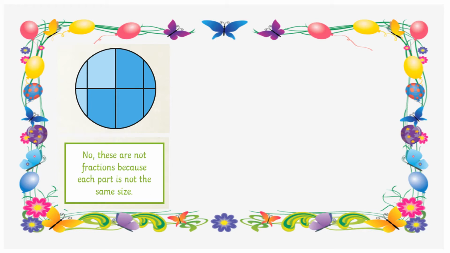Oh no, these are not fractions because each part is not the same size. Like I informed you, a fraction must be divided into equal parts. If it's not divided into equal parts, then it is not a fraction. So this shape does not show us a fraction because it hasn't been divided into equal parts. Let's have a go at another one. Is this a fraction?